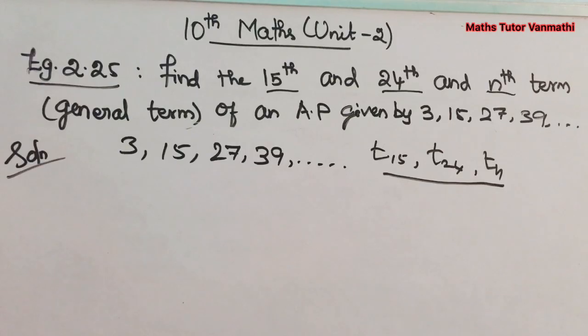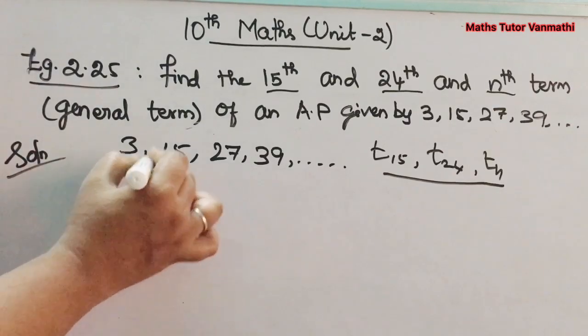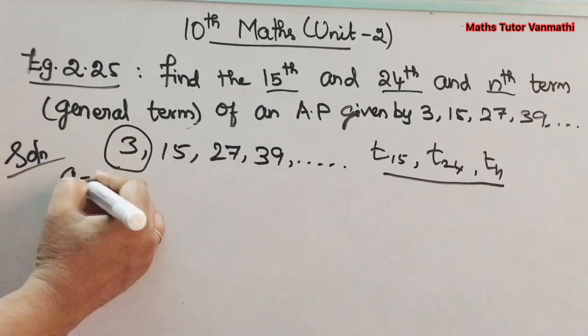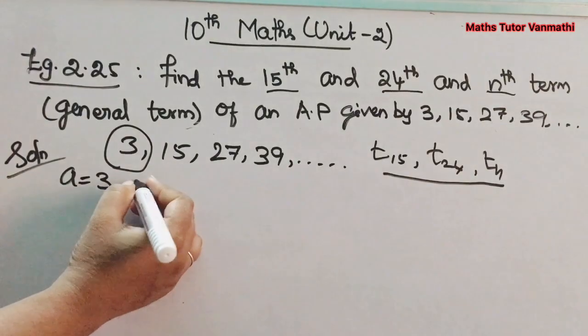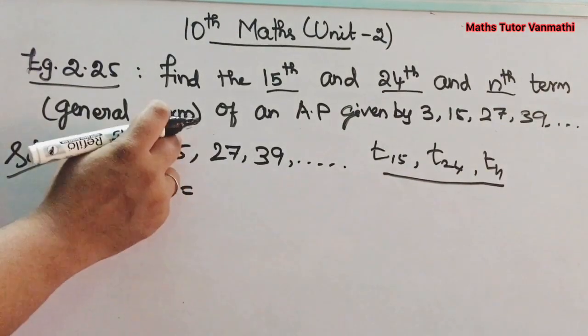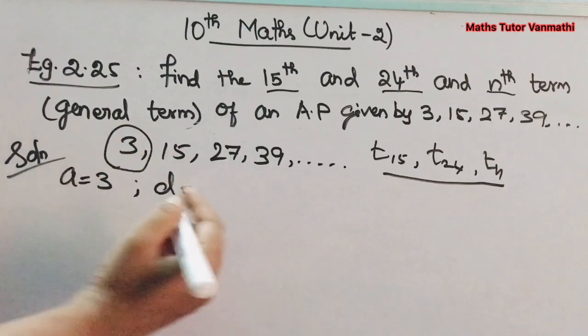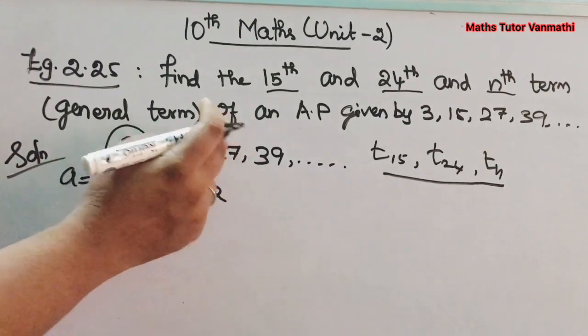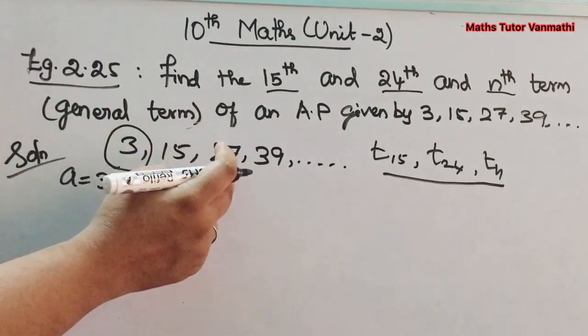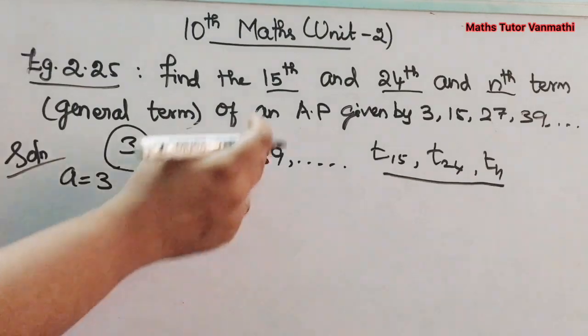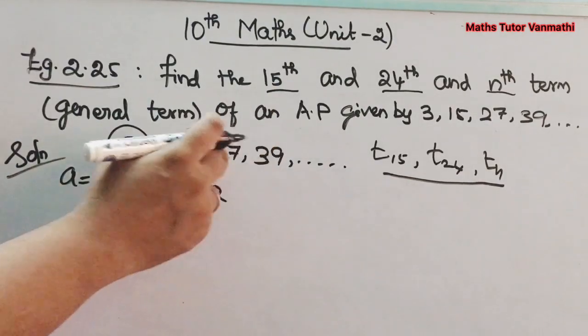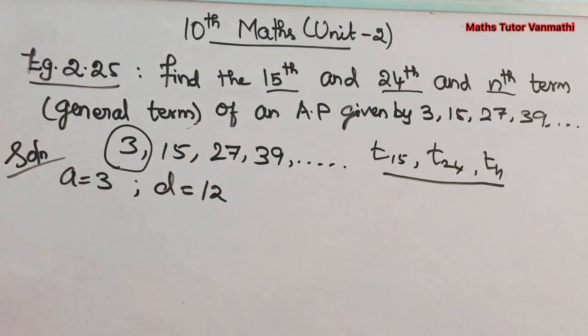Okay, in this sequence, what is your first term? A is equal to 3. And the common difference is T2 minus T1: 15 minus 3, you will get 12. Again, T3 minus T2 is 27 minus 15, 12. T4 minus T3, 39 minus 27, 12. So your common difference here is 12. By using these two, we are going to find T15, T24.